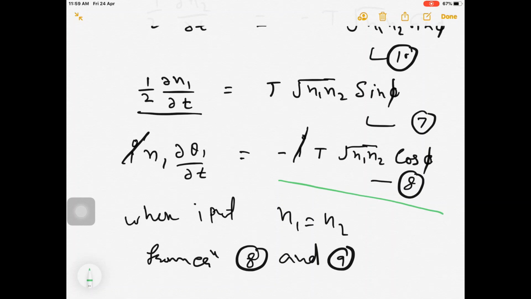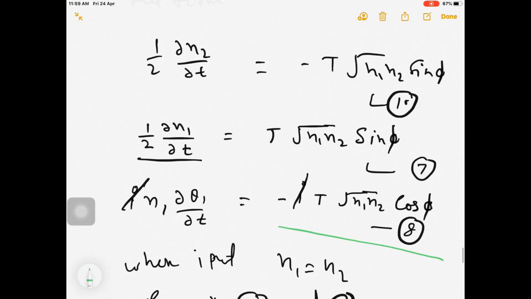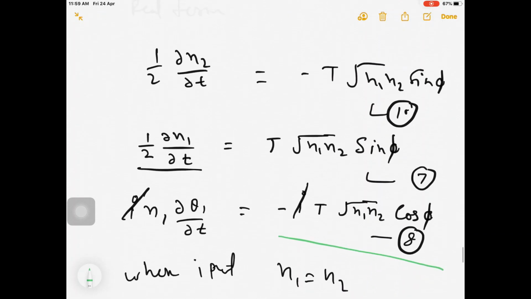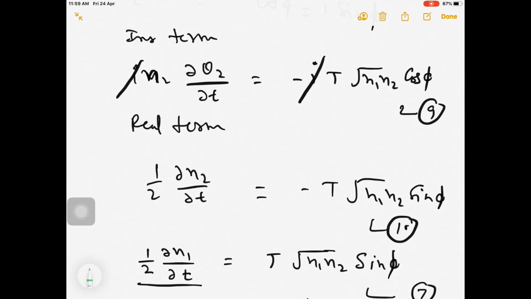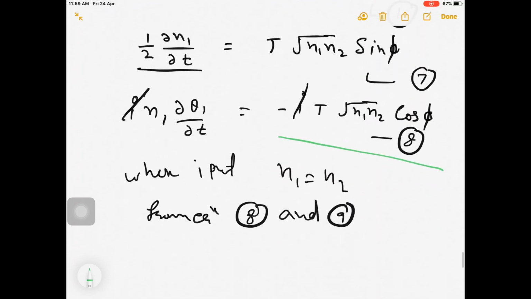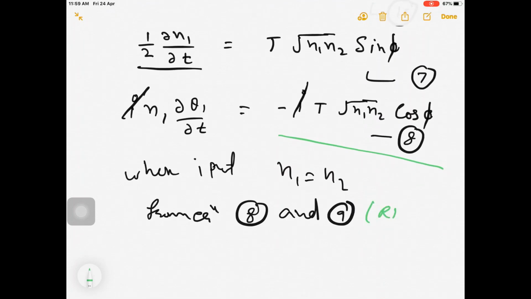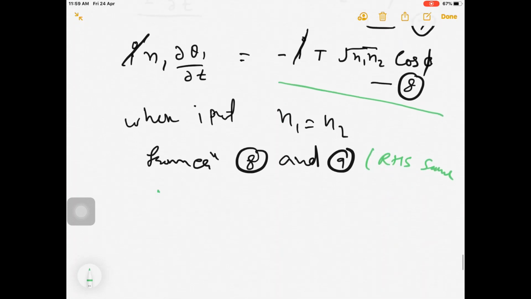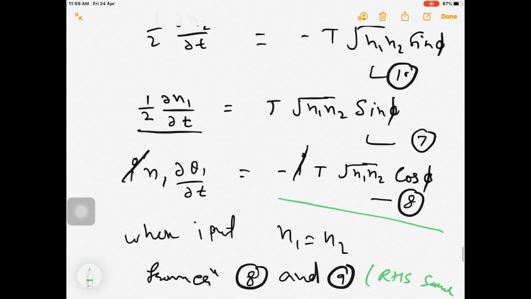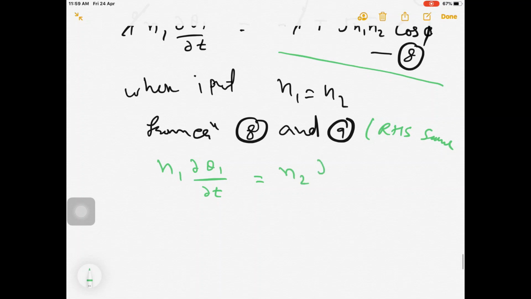n2 cos phi, and now n1 n2 are same. Similarly in equation number 9, minus iota, iota is cancelled, minus t under root n1 n2 cos phi. Since n1 and n2 are same, the right hand side becomes same, so the left hand side also will be same, that is n1 del theta 1 divided by del t will be equals to n2 del theta 2 divided by del t.